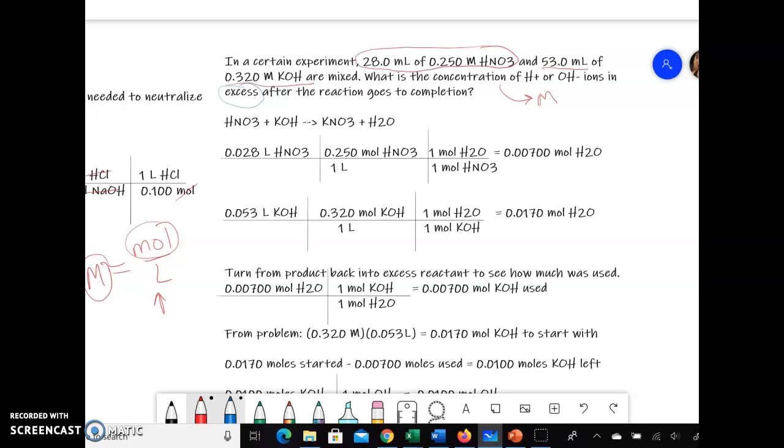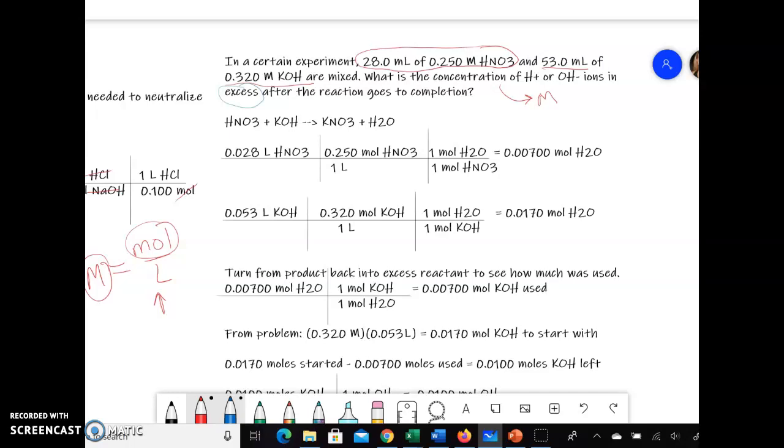So in this case, in that first fence, I took the liters of HNO3 and the molarity, and that gave me the moles. Then I did the mole-to-mole ratio to turn it into moles of water. Then I did the same thing with another fence, but I started with the other chemical, so the KOH. Again, turned it into moles, used the mole-to-mole ratio, and notice I did not turn it into KNO3.